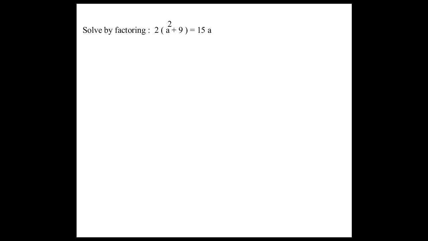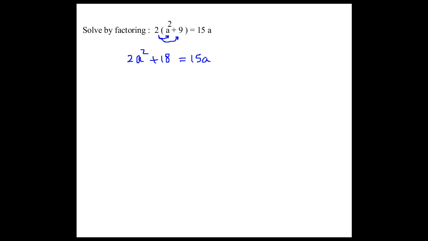I would say multiply the 2 with the 2a plus 9. A squared plus 9. Right, so the first step would be to distribute. So tell me, what do you get when we do that? 2a squared plus 18 equals 15a.